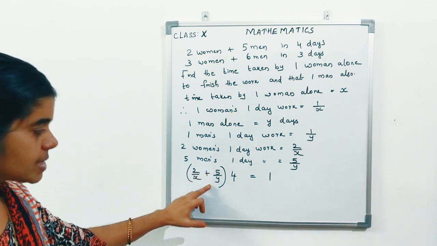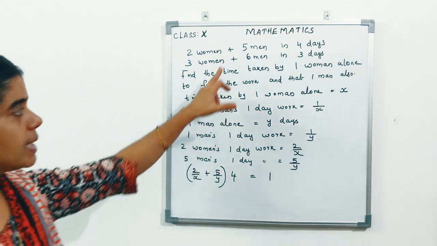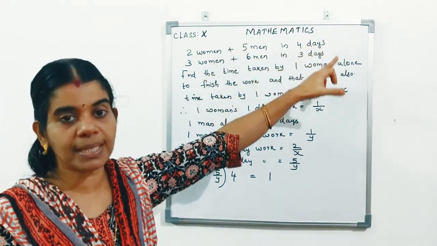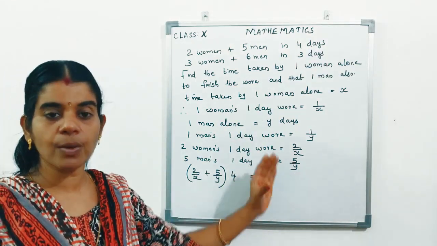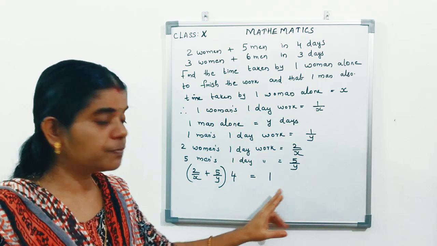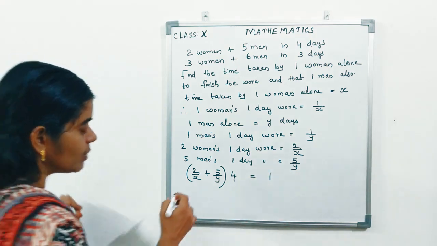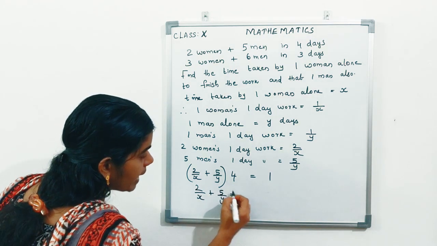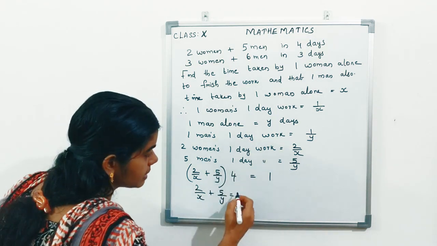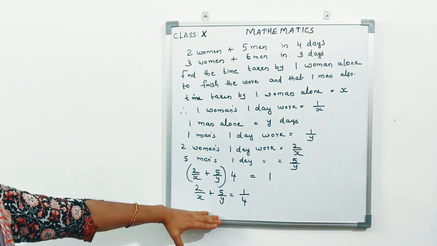5 by y means 5 men's 1 day's work. But they are taking 4 days to complete the work. Therefore, if you multiply by 4, the work will be over. Therefore, that becomes the full work. That means that is equal to 1. Then you will get 2 by x plus 5 by y is equal to 1, and I am taking this 4 to the right side. Therefore, this will become 1 by 4. This is our first equation.